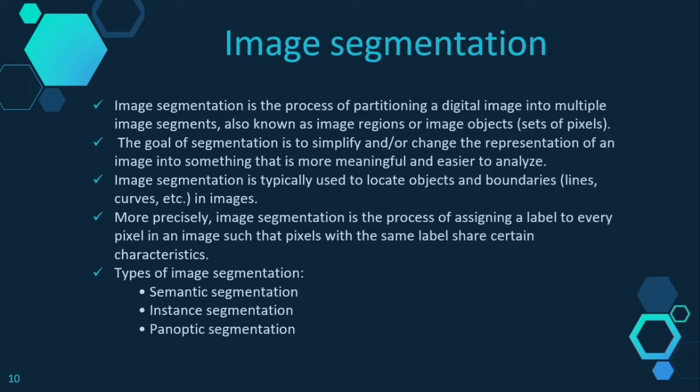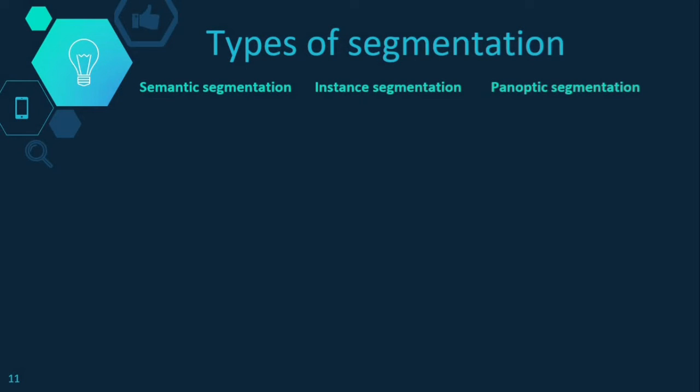Image segmentation is classified into three types. They are semantic segmentation, instance segmentation, and panoptic segmentation. First, we move on to semantic segmentation.